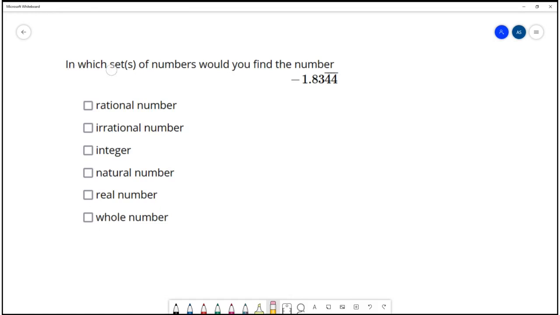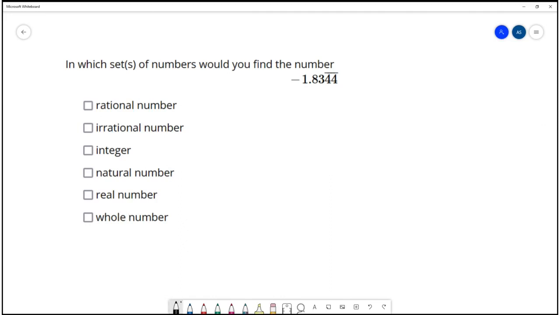For this one, it says, in which set or sets of numbers would you find the number negative 1.8344 repeating? So in order to classify this number, we need to know what these different types of numbers are: rational, irrational, integer, natural, real, and whole number.